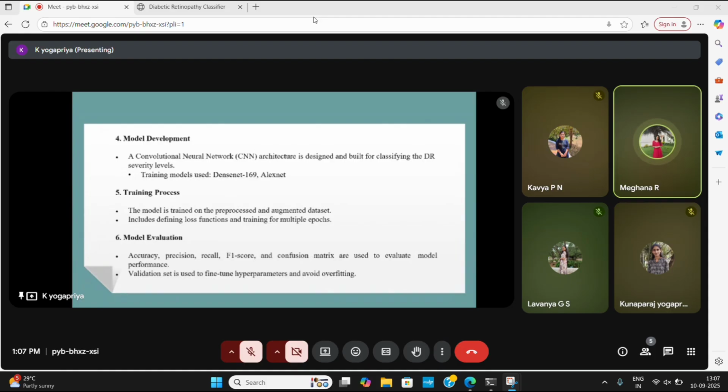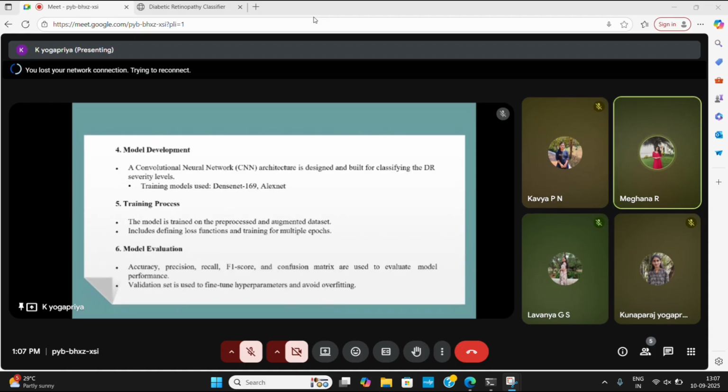And the seventh step is system integration.